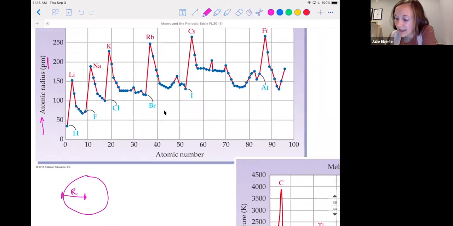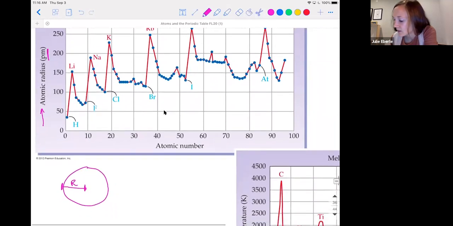Now, what do y'all think PM stands for? I mentioned this on Tuesday, I think. It's a picometer. It's way, way, way smaller than a nanometer. And y'all don't have to know pico, but I want you to understand that's what that unit is right there. Okay, and then on the x-axis, we have atomic number. So this is just listing all the elements in order from 1 to 100 or so.